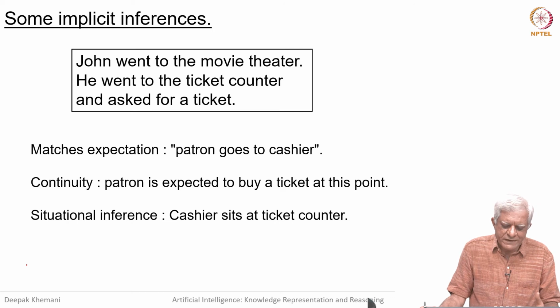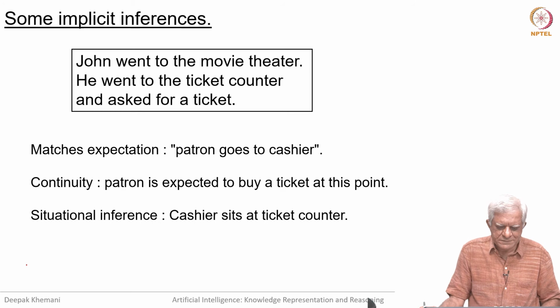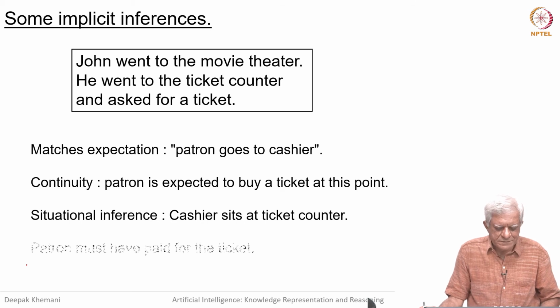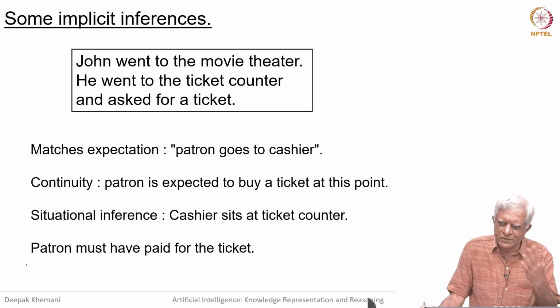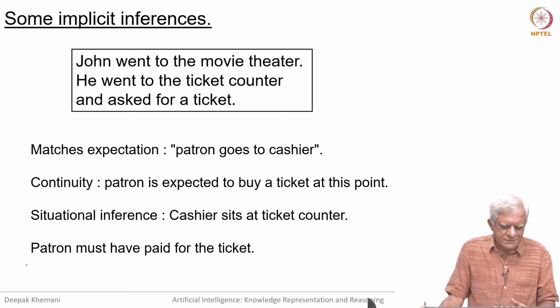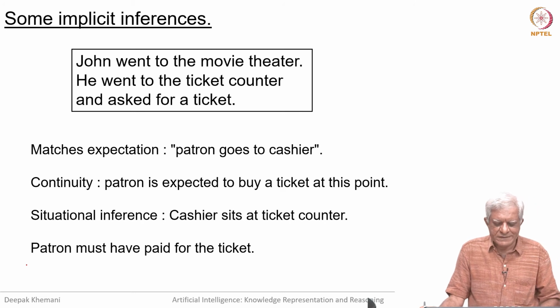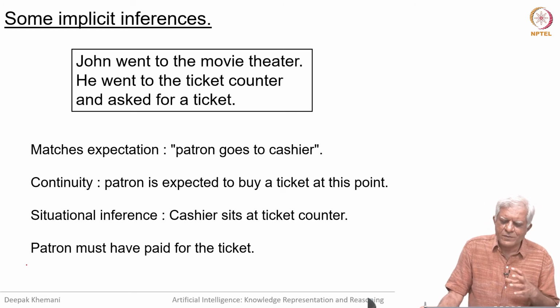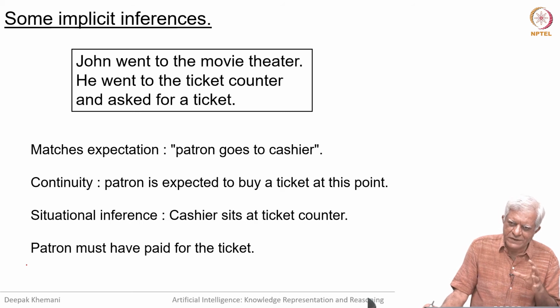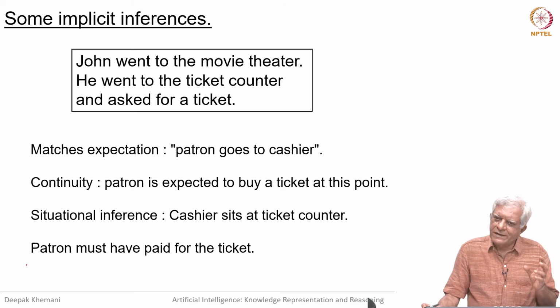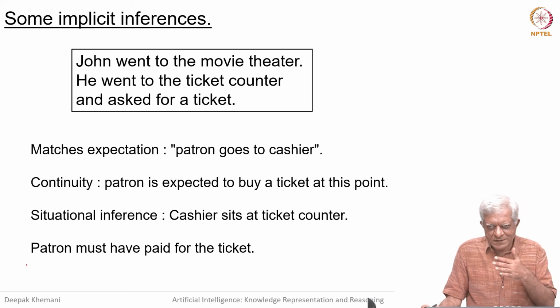As I said, the cashier sits at the ticket counter, and that is a situational inference that the program can make, because the script might say that you buy a ticket from the cashier, because it is a counter essentially. Otherwise, it could be a vending machine, which is a different thing. And we can infer that the patron must have paid for the ticket essentially. So, I hope by now you are getting the idea of what scripts do. They give you all this background knowledge in the form of some large pattern, and you are reading in sentences and trying to match them into the pattern essentially.